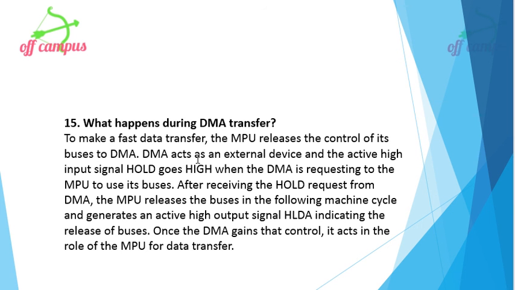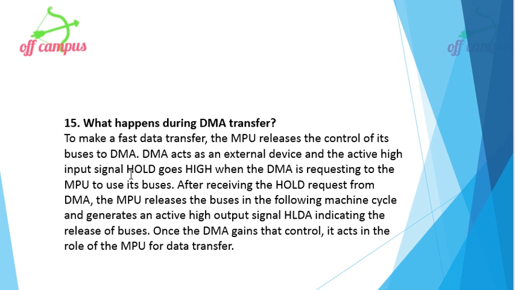So DMA acts as an external device, and the active high input signal HOLD goes high when the DMA is requesting the MPU to use its buses. After receiving the hold request from DMA, what will happen? The MPU releases the buses in the following machine cycle and generates an active high output signal, HLDA.